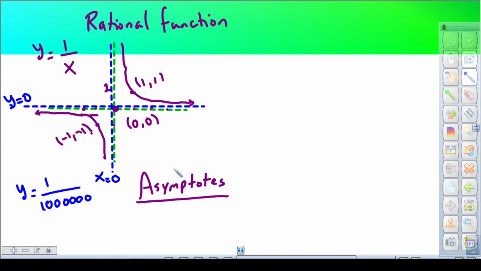And that's, again, the idea of asymptotes. So you have basically 2 asymptotes for this rational function. At y equals 0, there is a horizontal asymptote. At x equals 0, there is a vertical asymptote. If you want to write it down, horizontal asymptote, vertical asymptote. Okay?